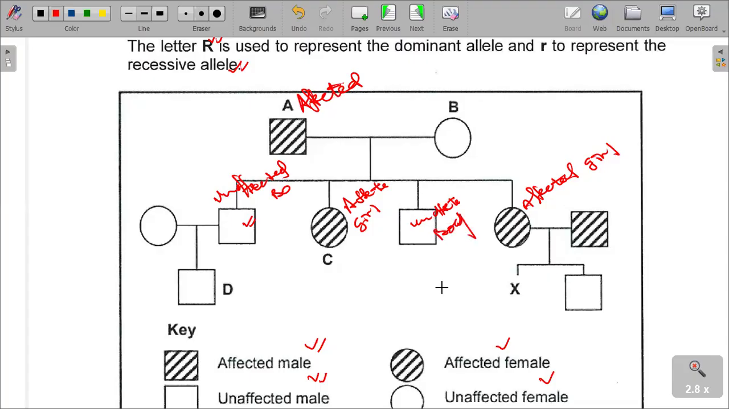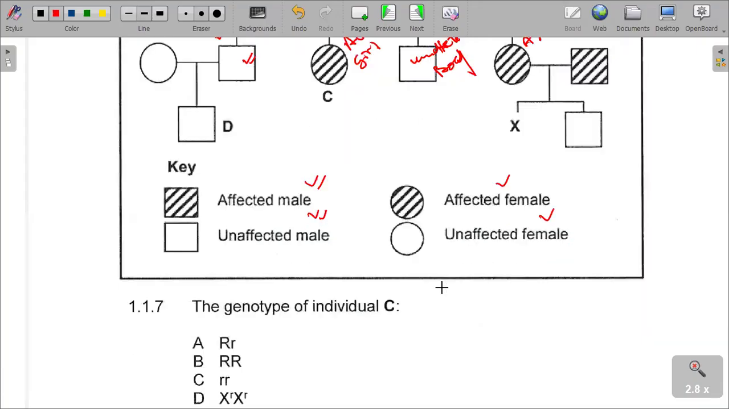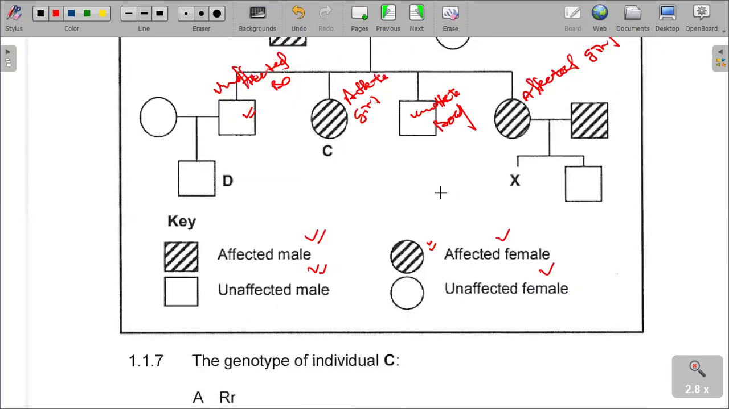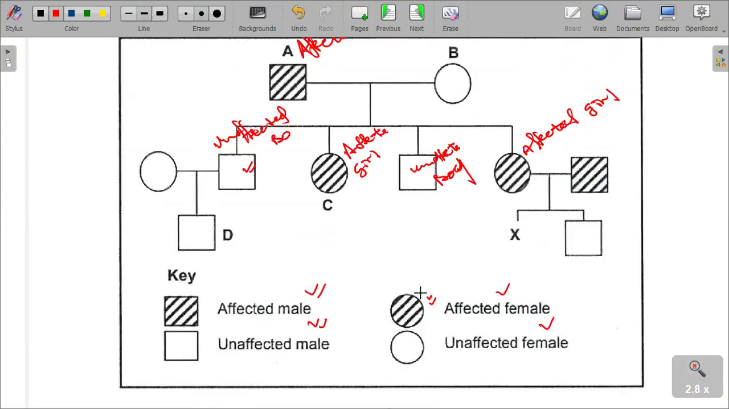So the question wants us to see that, having this scenario, what can be the genotype of C, who is an affected female? This can also be worked out mathematically. We can work it out and prove what the genotype of C is.